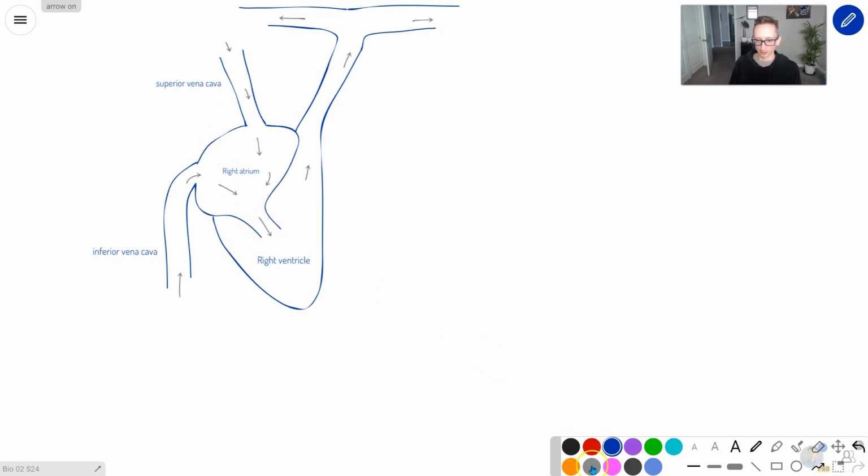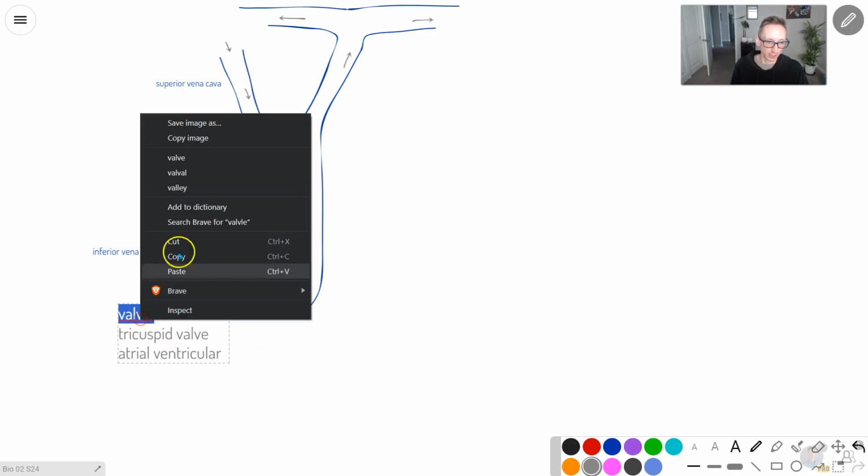Now we've got our valve, this guy right here, with these little dangle pieces coming off. This is a valve, and it is the tricuspid valve, or the atrial ventricular valve. It would be the right atrial ventricular valve.